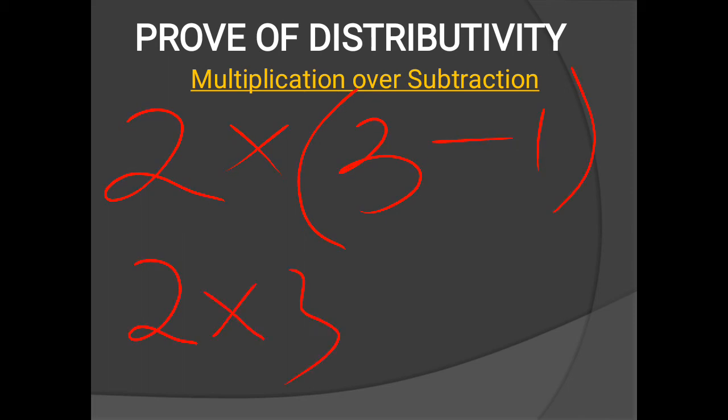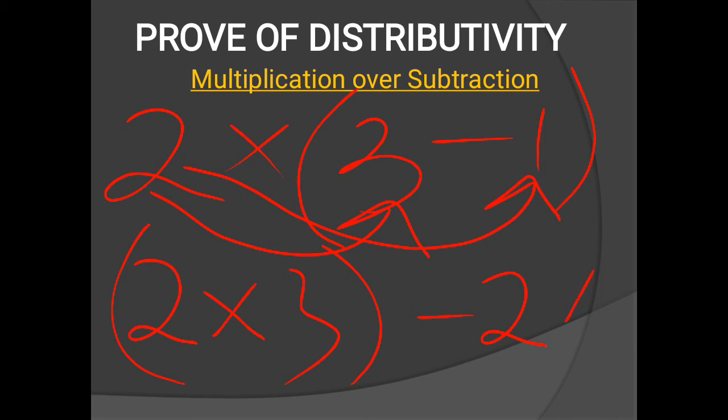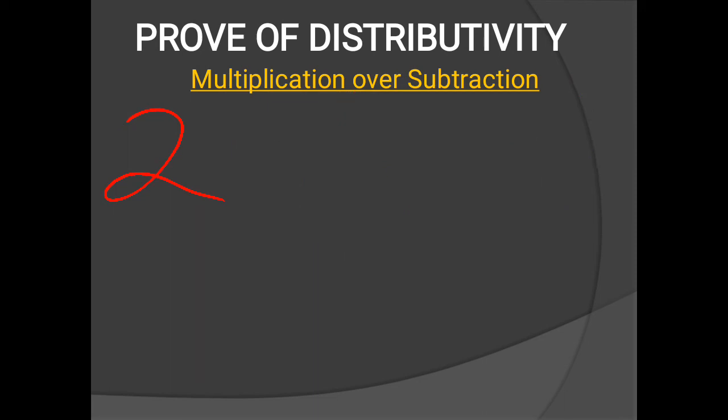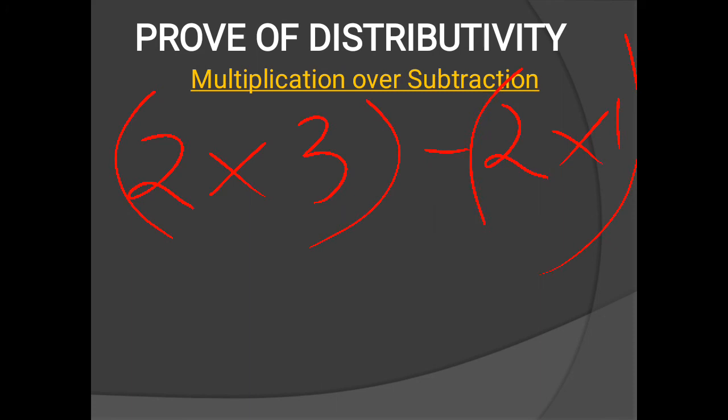2 times 3, then minus 2 times 1. So 2 times 3 minus 2 times 1. 2 times 3 is 6, minus 2 times 1, which is 2. 6 minus 2 is what? 4, just like we had.